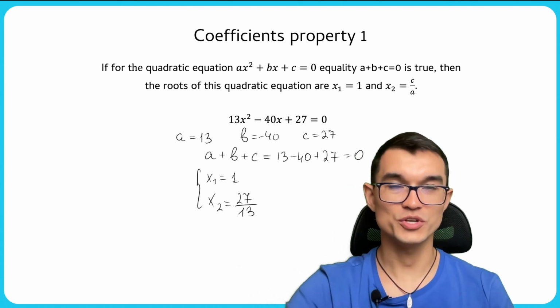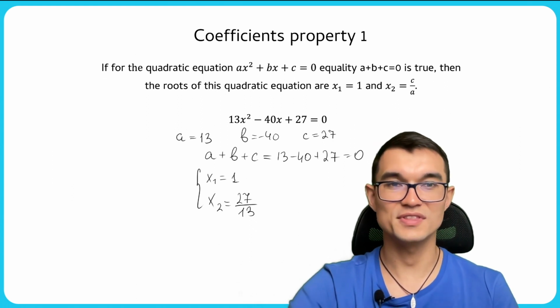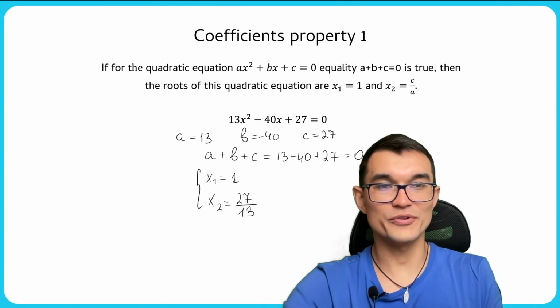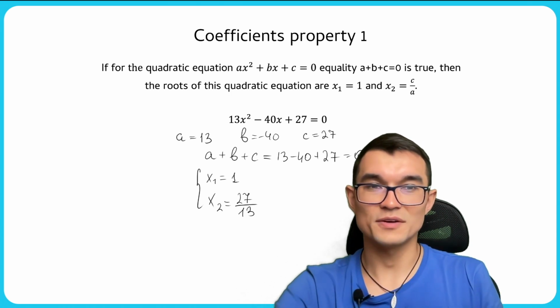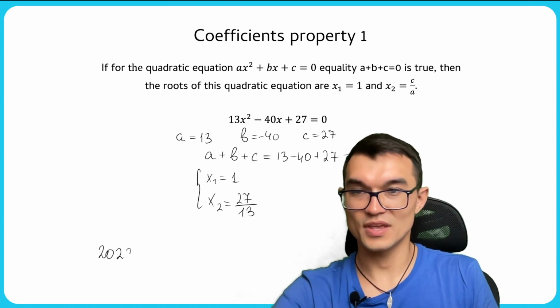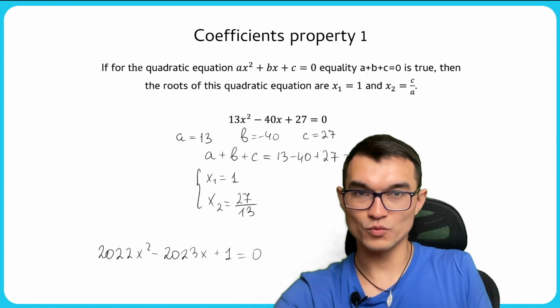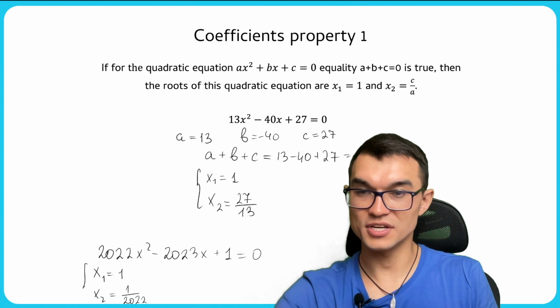But here's why we should care about that property very much. The trick is that problem compilers use that property to come up with equations. For example, if you asked me to come up with a quadratic equation with big bulky discriminant and complicated roots, I would give you something like that. 2022x squared minus 2023x plus 1 equals 0. Solving that using classic methods would be a suicide. But I can see that property 1 works, so the roots are 1 and c over a, 1 over 2022. So it turns out to be a no-brainer.